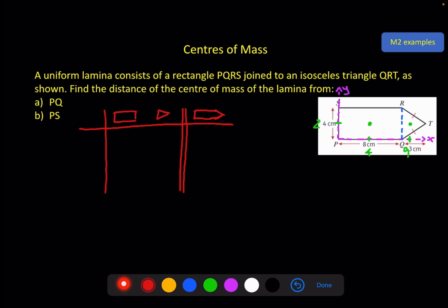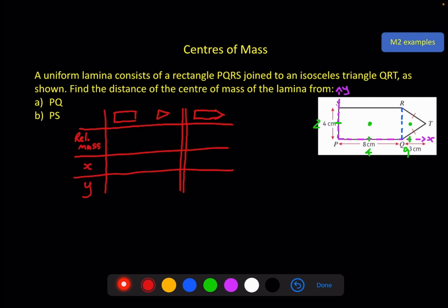The information I need then is the relative mass, the x-coordinate of the center of mass for each shape, and the y-coordinate for the center of mass of each shape. So I'm going to have it like this.